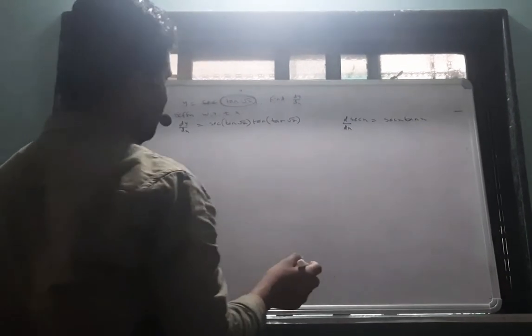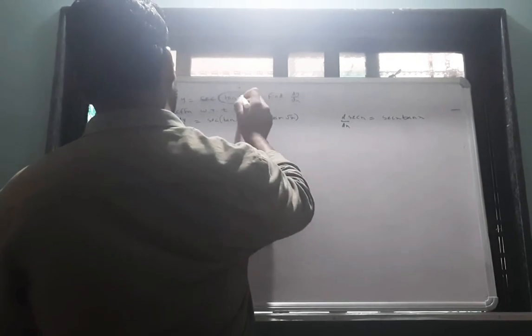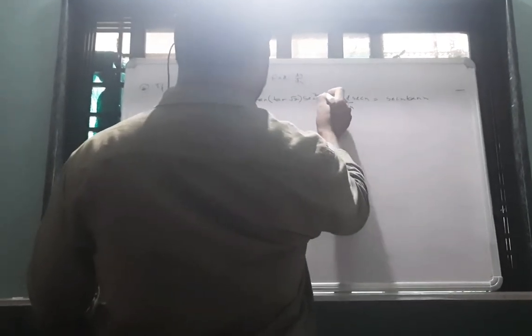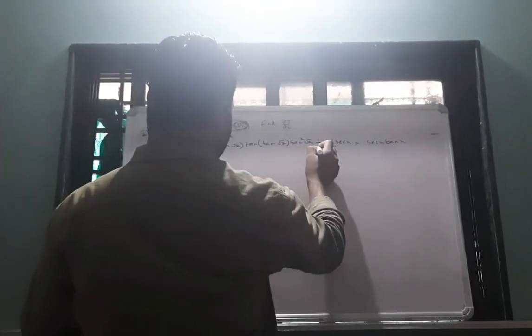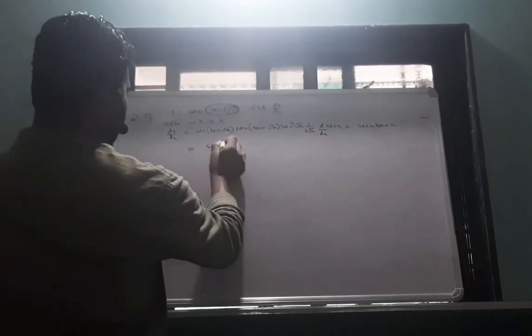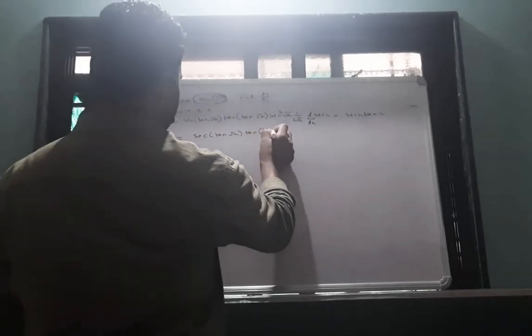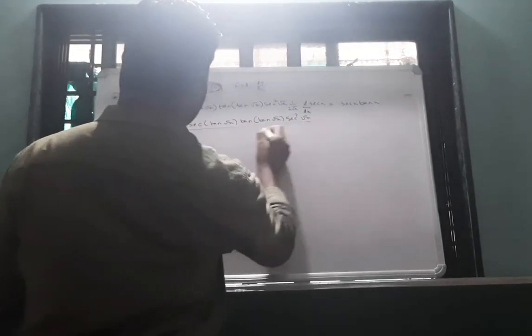Now find the derivative of tan root x. So tan x, I will assume root x is x. Then the derivative of tan x is sec square x, where x means root x. But the derivative of root x is 1 by 2 root x. So the answer is sec of tan root x into tan of tan root x into sec square root x divided by 2 root x. That is the answer.